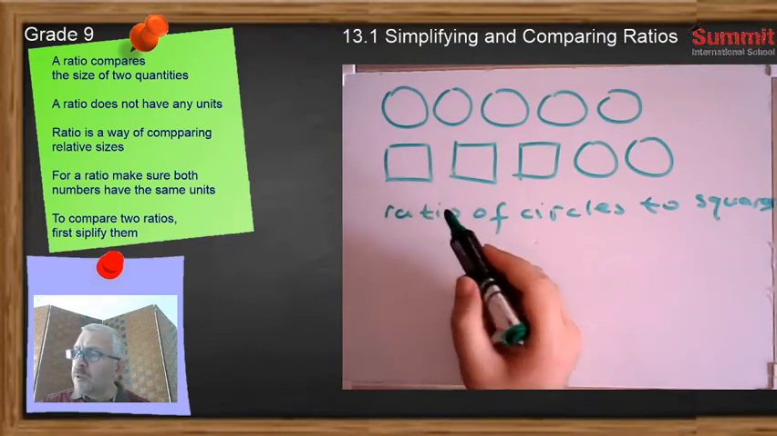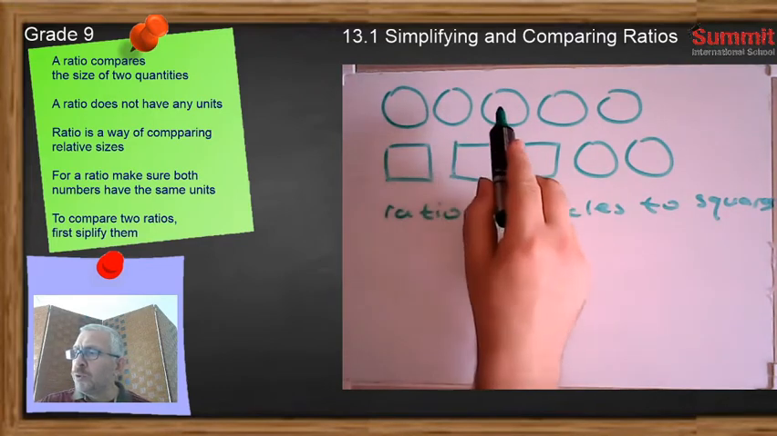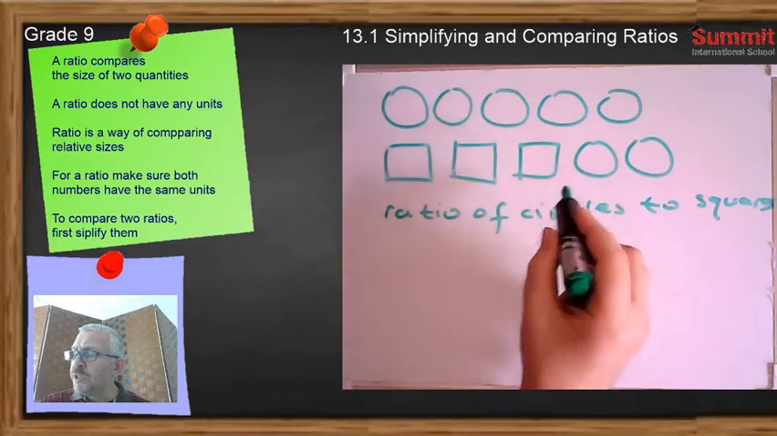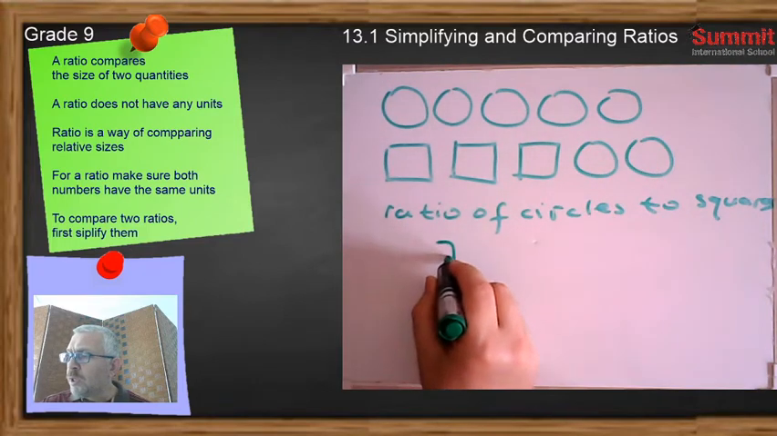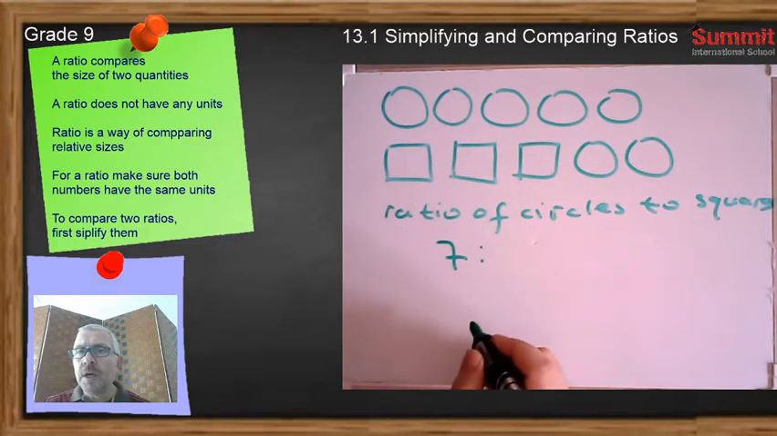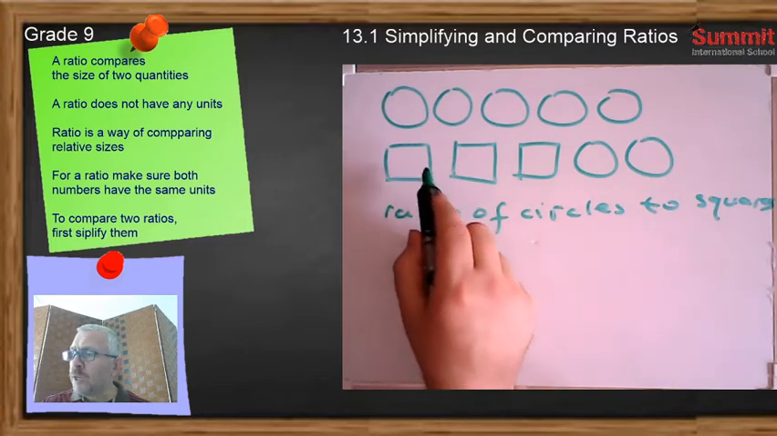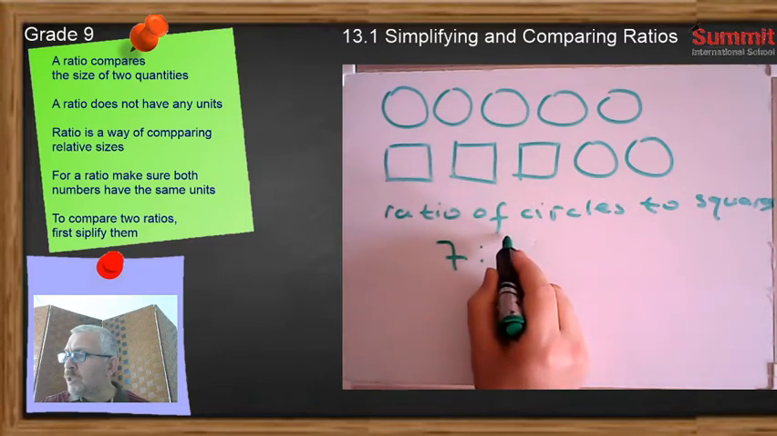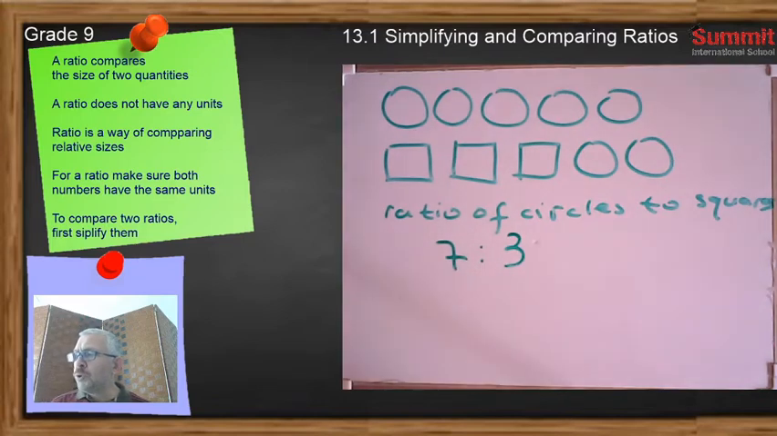Now here let's count how many circles we have. 1, 2, 3, 4, 5, 6, 7 circles. And how many squares do we have? 1, 2, 3 squares we have. Now the ratio of circles to squares is 7 to 3.